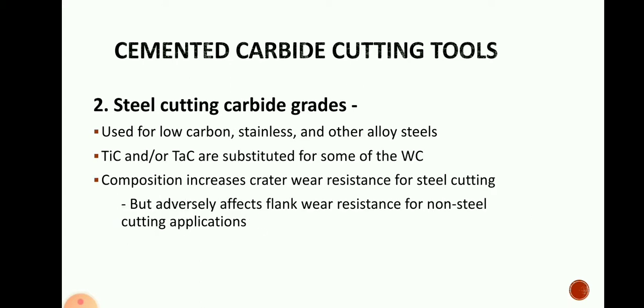Steel cutting carbide tool grades are generally used for low carbon and stainless steel and other alloy steels. Titanium carbide and TaC are substituted for some of the tungsten carbide. These are just added to the tungsten carbide while manufacturing. The composition increases the crater wear resistance for steel cutting, but adversely affects the flank wear resistance for non-steel cutting applications. So due to that composition, the crater wear resistance of steel cutting will be improved, but these are affecting the flank wear resistance.